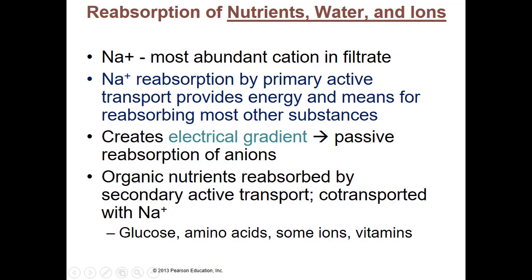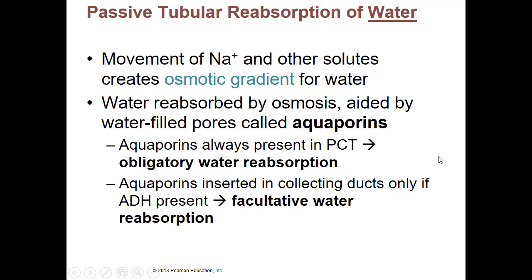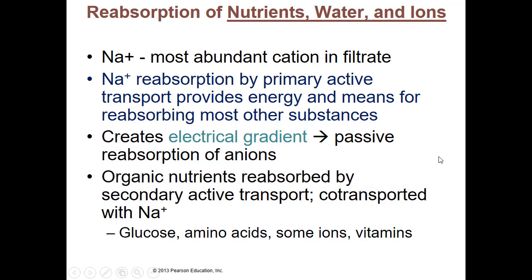Now, starting with the very first thing that we reabsorb, and it is an active process, meaning it requires ATP, is sodium. So I'm going to talk about reabsorbing water, nutrients, and ions. Well, sodium is the most abundant cation that we have in our filtrate. So all of the blood that we filter, there is lots of sodium in here. Cation means it's positively charged. Now, we are going to actively pump out sodium.